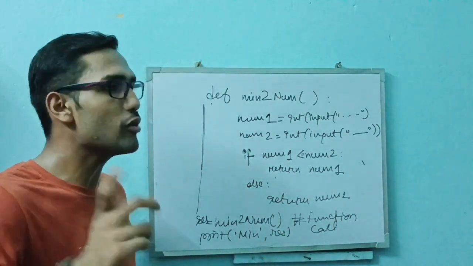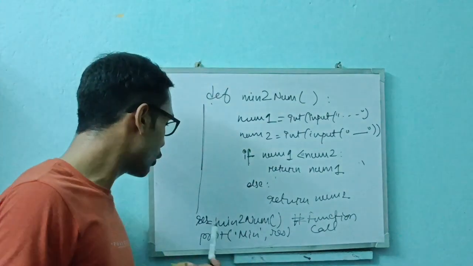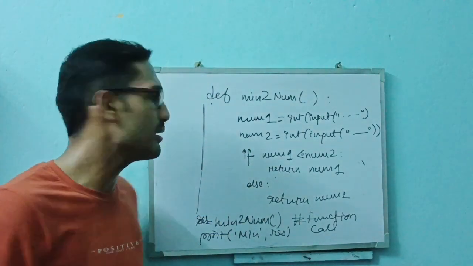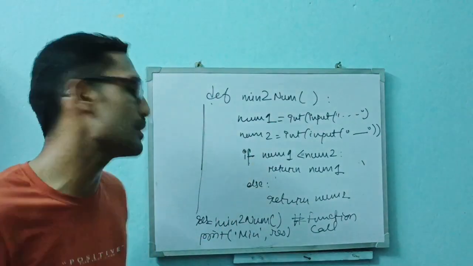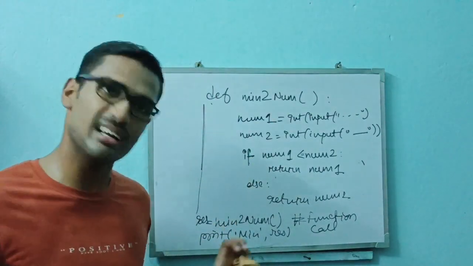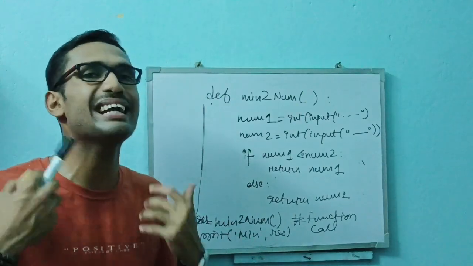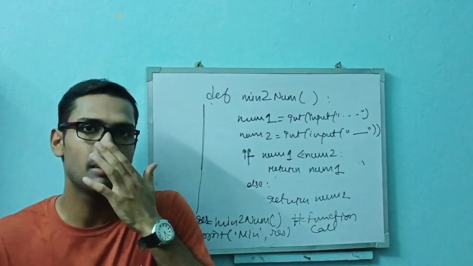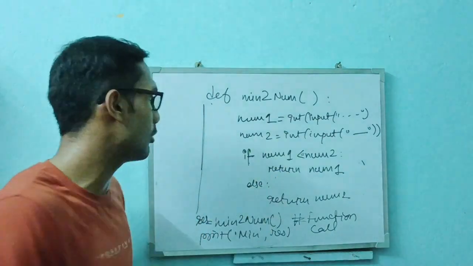Simple. Now you may argue with me, if I don't give this particular res equals to, so what will happen? Nothing will happen. The value will come, but there is no one to accept that particular value, and the code will run. It will simply run, but you won't be getting any minimum between these two numbers, because there is no one to accept this particular value. Why? What will it do?